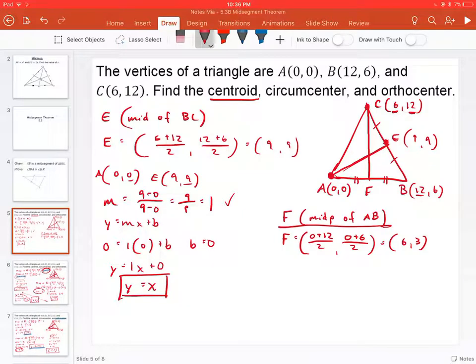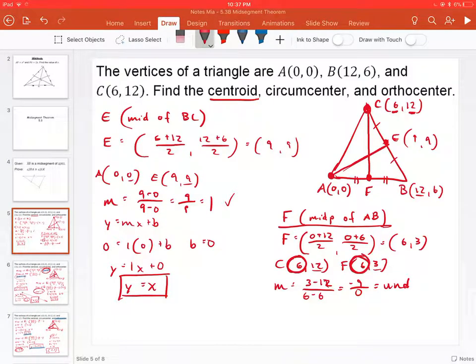Now we're getting the equation from C through F. So C is 6, 12, F is 6, 3, and we can find the slope, which is y2 minus y1, 3 minus 12 over 6 minus 6, which is going to give us negative 9 over 0, which is an undefined slope. And an undefined slope means we have a vertical line, and a vertical line means our x values should be the same, which they are. So it's just going to be x equals 6.